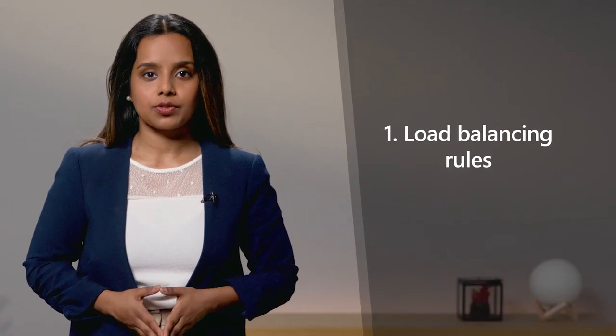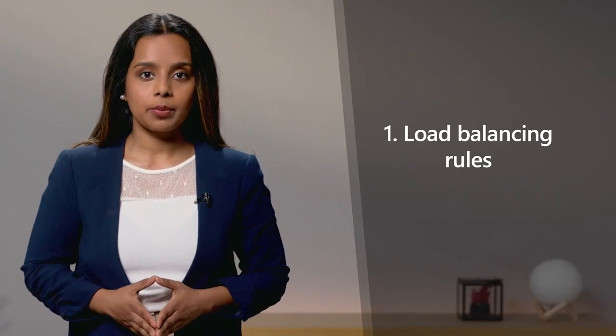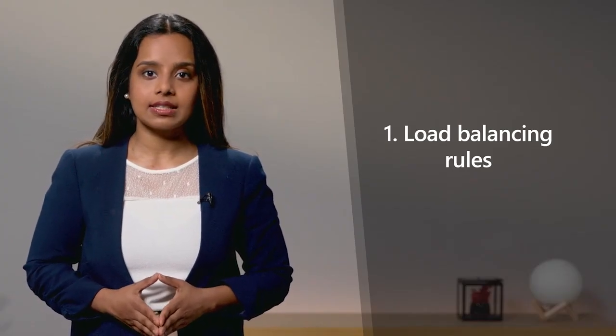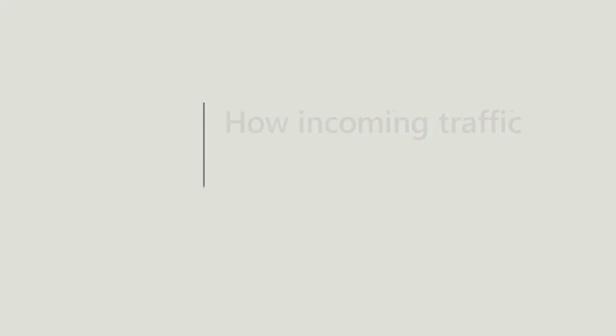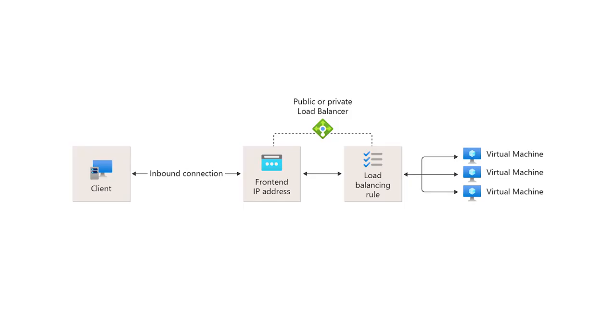First are load balancing rules, which are for inbound traffic only. They determine how incoming traffic is distributed among the instances in the backend pool. A load balancing rule maps a given front-end IP configuration and port to multiple backend IP addresses and ports. For example, you can use a load balancer rule for port 80 to route traffic from your front-end IP to port 80 of your backend instances.